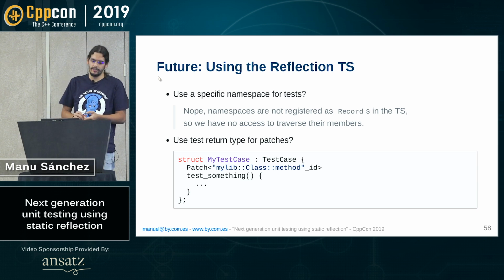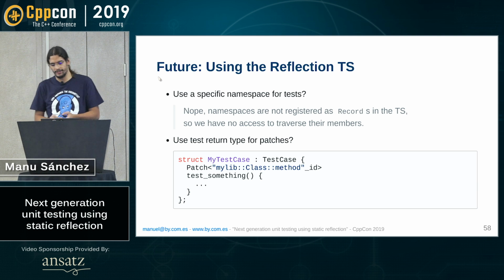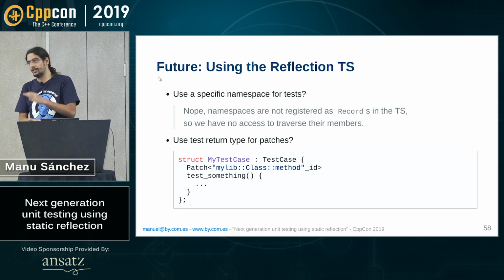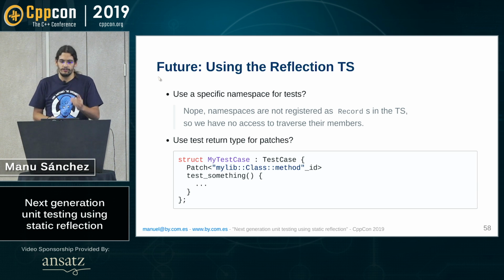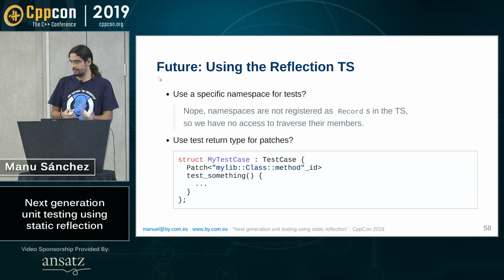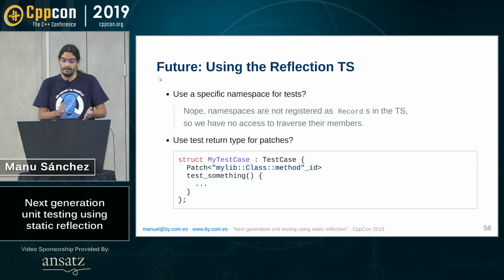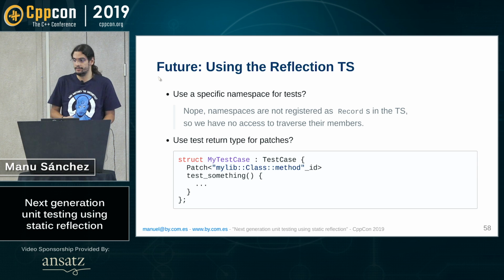But this idea didn't work either, because in the current specification of the Reflection TS, namespaces are not records. It means namespaces are not considered entities with members, with children, okay? They are plain entities. So you have no direct way to get the list of members of a namespace. You have a way to get the members of a class, for example, but you have no way to get the members of a namespace. So this doesn't work either.